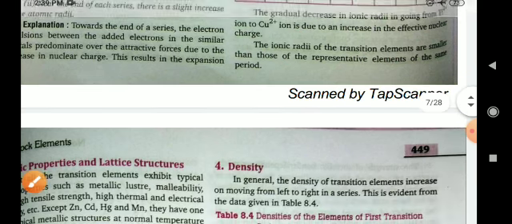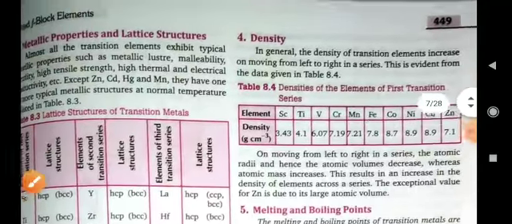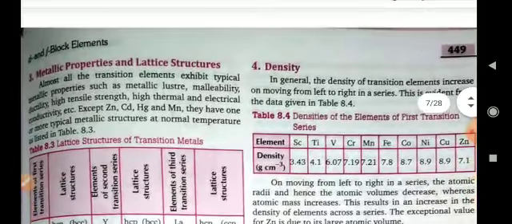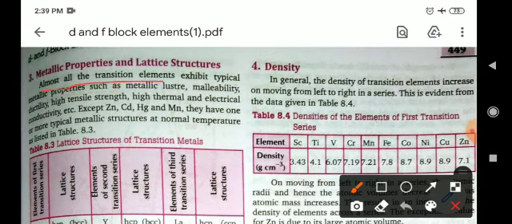Okay, so now metallic properties and lattice structure. Almost all transition elements exhibit typical metallic properties such as metallic luster, malleability, ductility, high tensile strength, and high thermal and electrical conductivity, except zinc, cadmium, mercury and manganese, because they have one or more typical metallic structures at normal temperature, which are listed in the table.